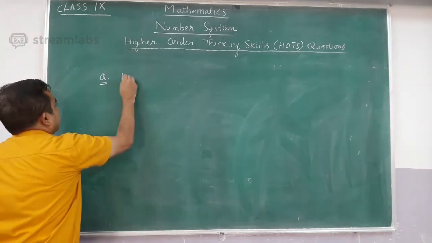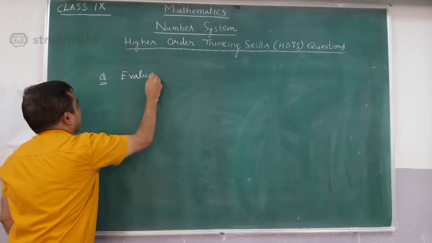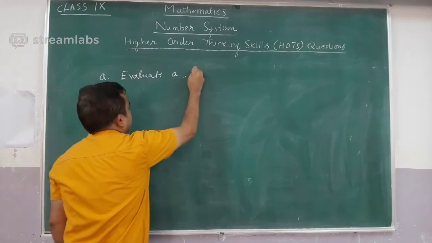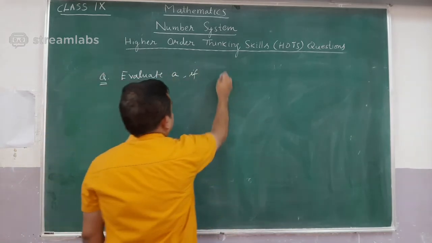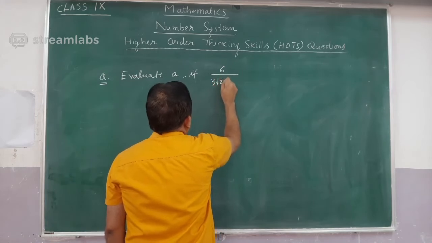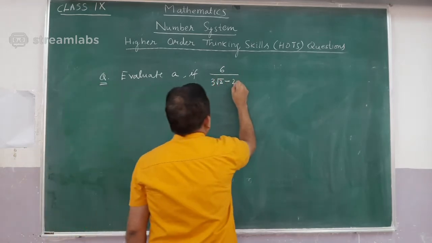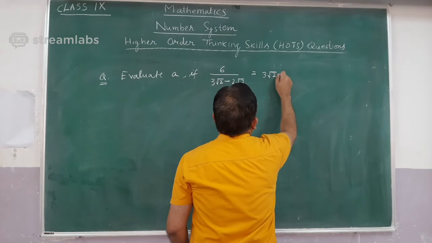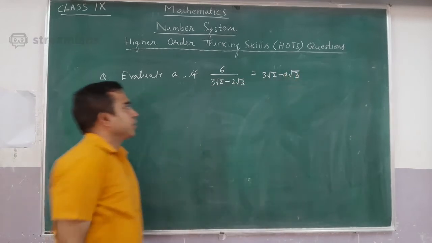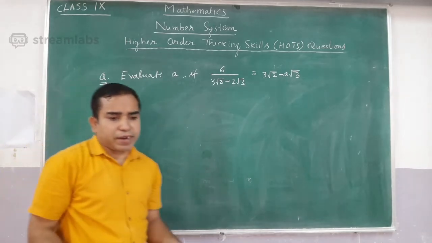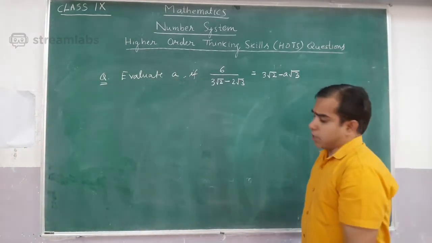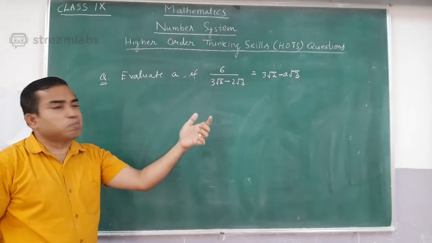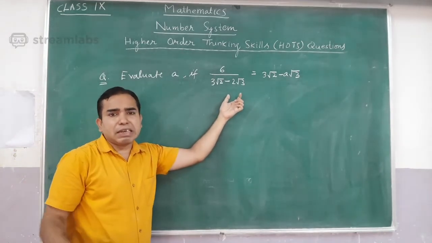that evaluate a. Evaluate a from the following expression: if 6 upon 3 root 2 minus 2 root 3 is equal to 3 root 2 minus a root 3, right? We have to find out the value of a. How to find? We can compare the left and right side, but the thing is that this denominator is given in irrational form.